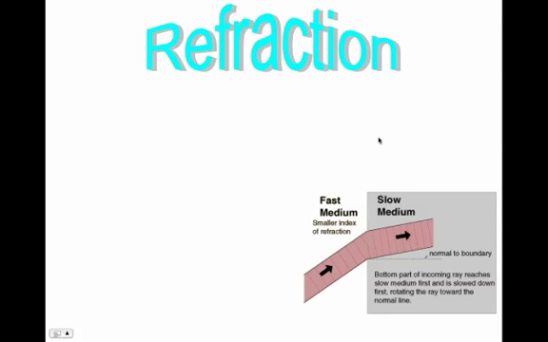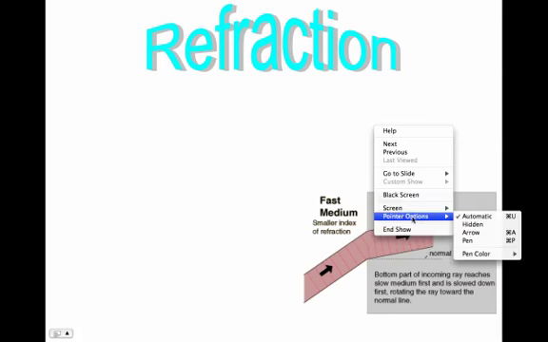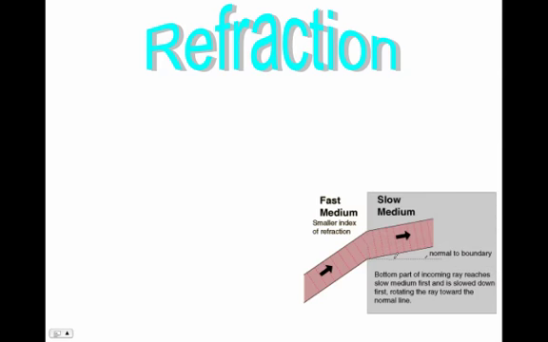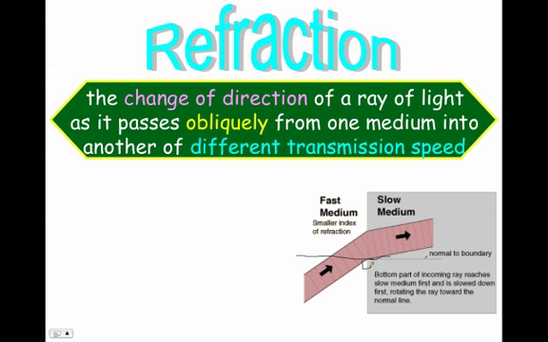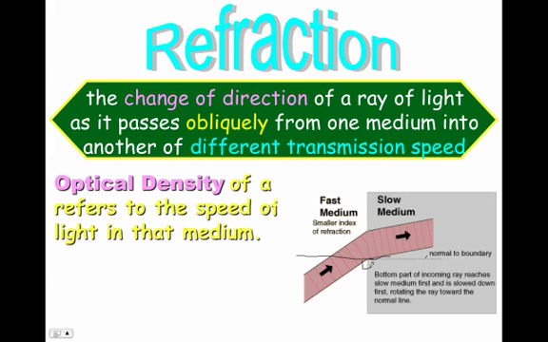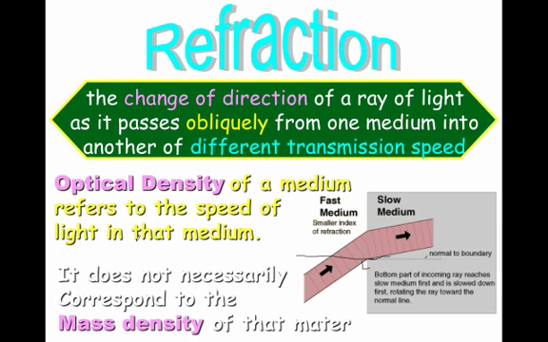Here's our normal line again. If you remember when we draw ray diagrams, we can often draw what's called the normal line. That's a line that's 90 degrees from the point where the light hits. And so the change of direction of a ray of light as it passes from one medium into another causes it to change its speed and thus refract. And so we use the term optical density to refer to the speed of light in that medium.